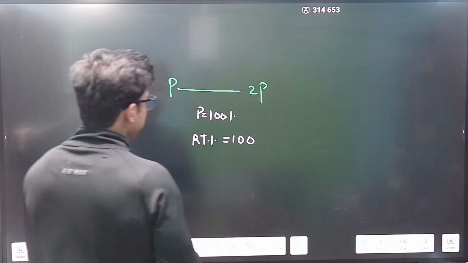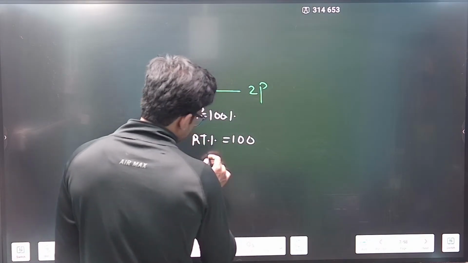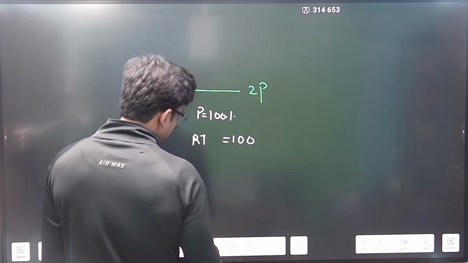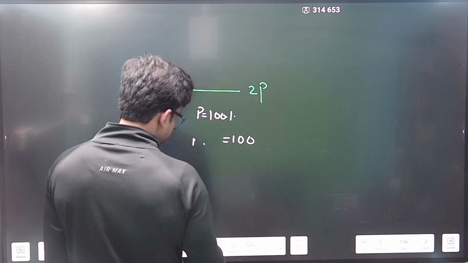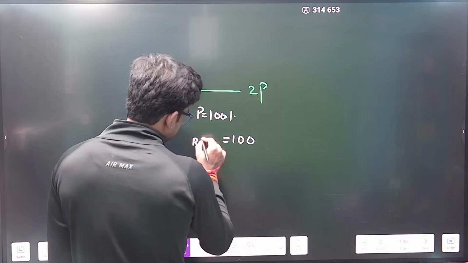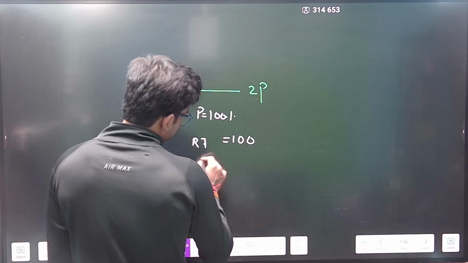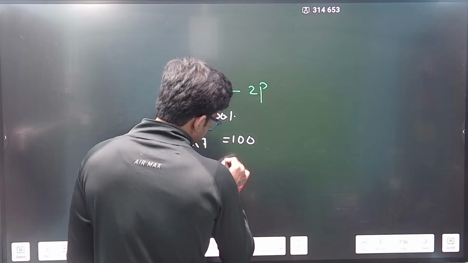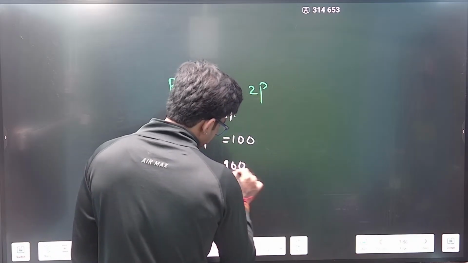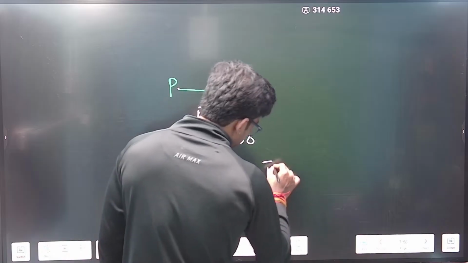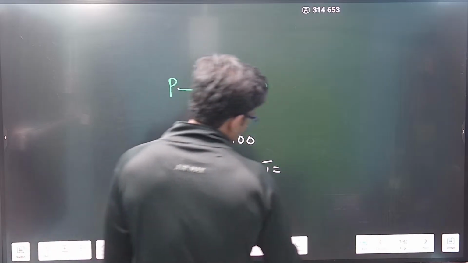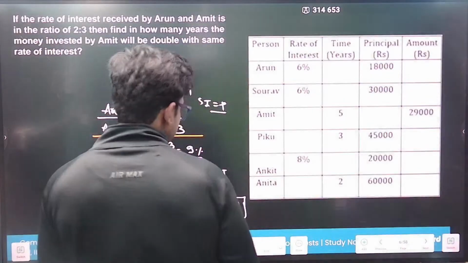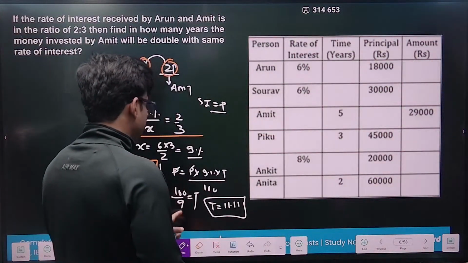Now see, suppose the value of R is given as 9. RT is basically 100. So if you know the value of R, which is 9%, you can write T equals 100 by R, which means 100 by 9.